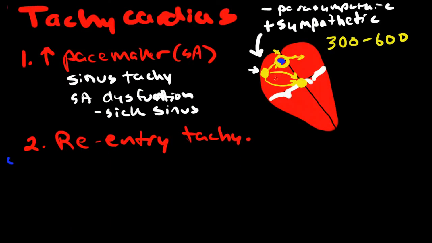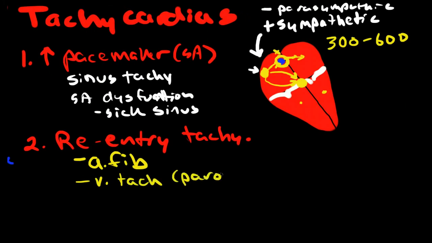Now, the same process can also happen in the ventricles and can lead to either ventricular tachycardia or ventricular fibrillation. So that's one example of reentry tachycardia. So AFib. And then ventricular tachycardias can also be caused by that. And these tend to be usually paroxysmal.